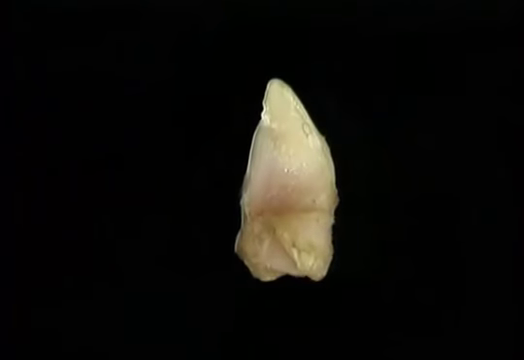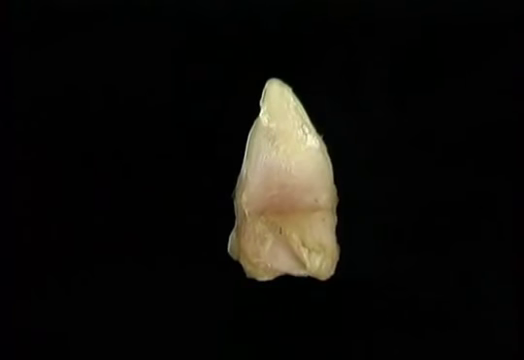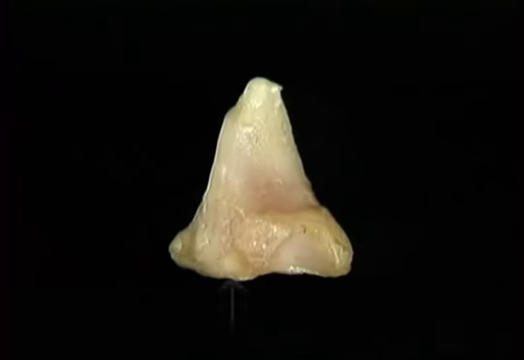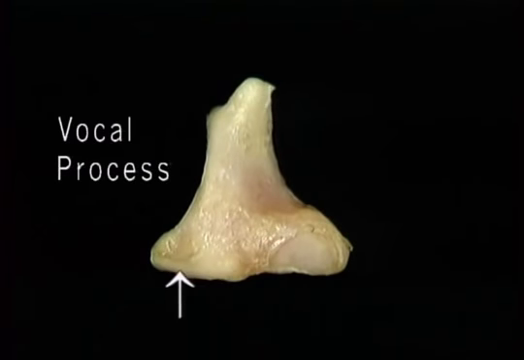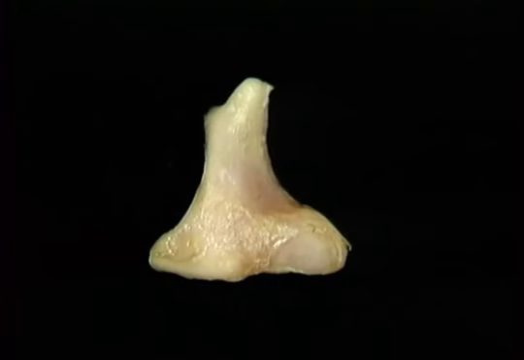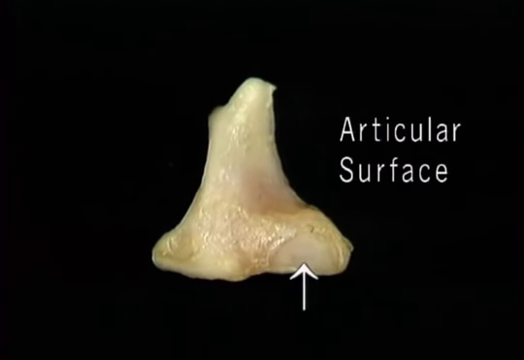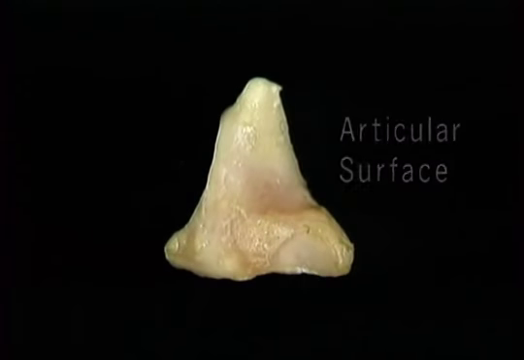Here's the right arytenoid cartilage, seen from behind. This tall upward projection is the colliculus. This pointed forward projection is the vocal process. The vocal ligament is attached here. On the underside, this inward-facing articular surface articulates with the cricoid cartilage.